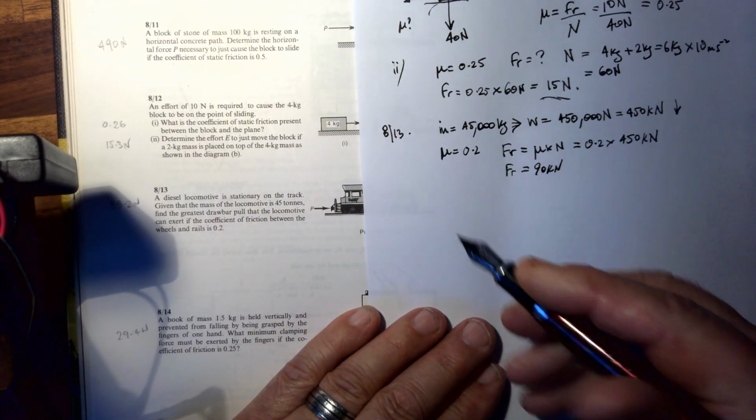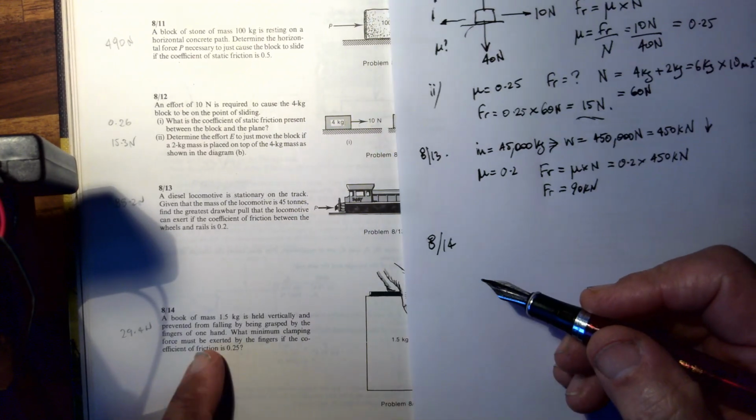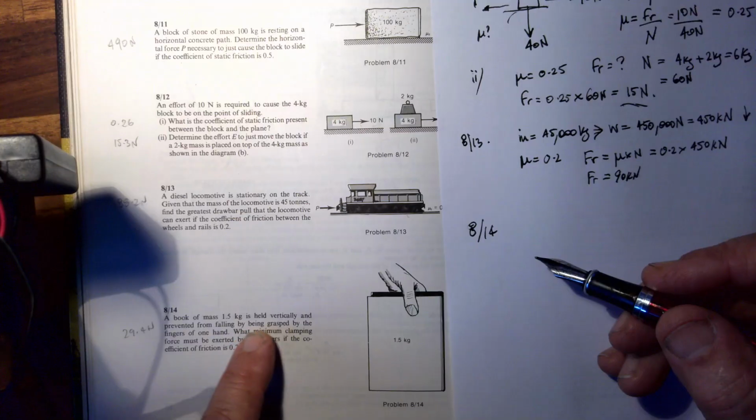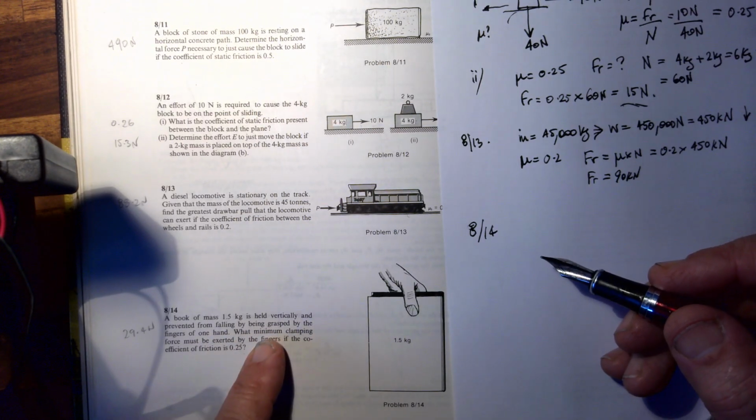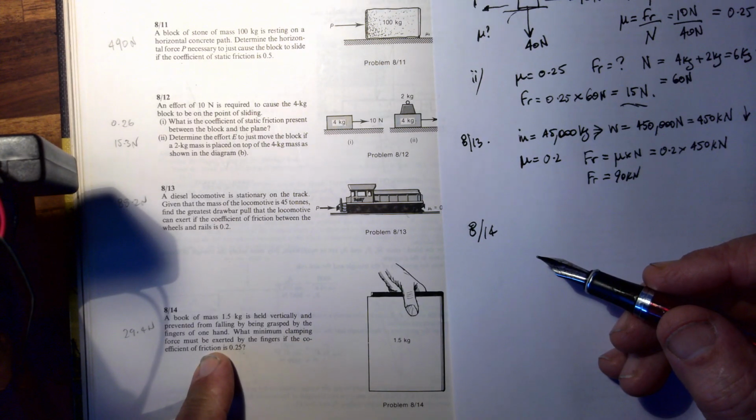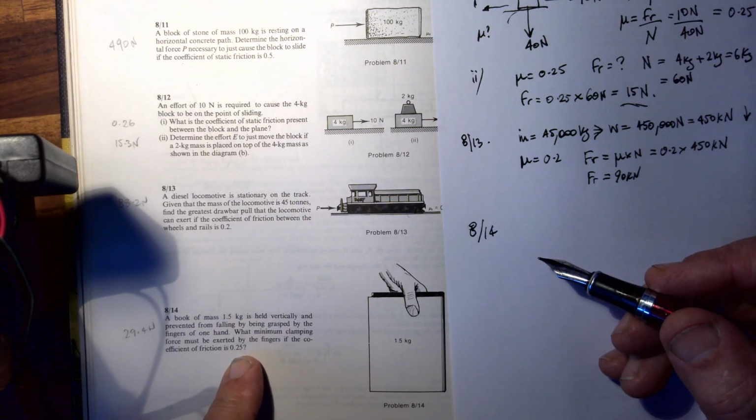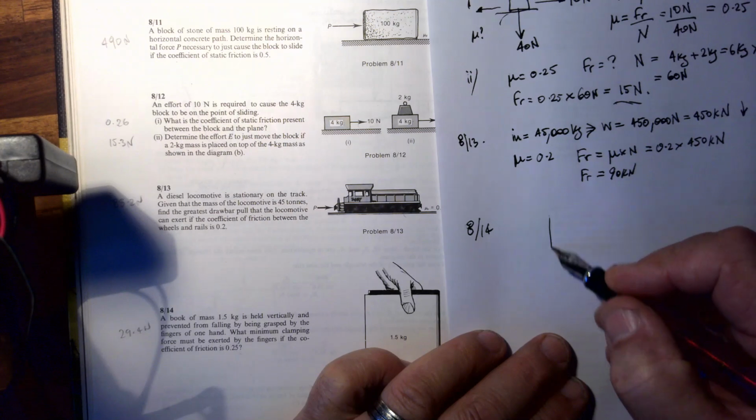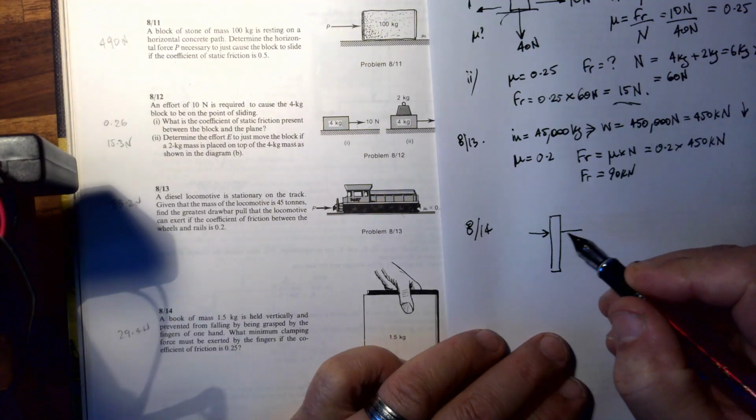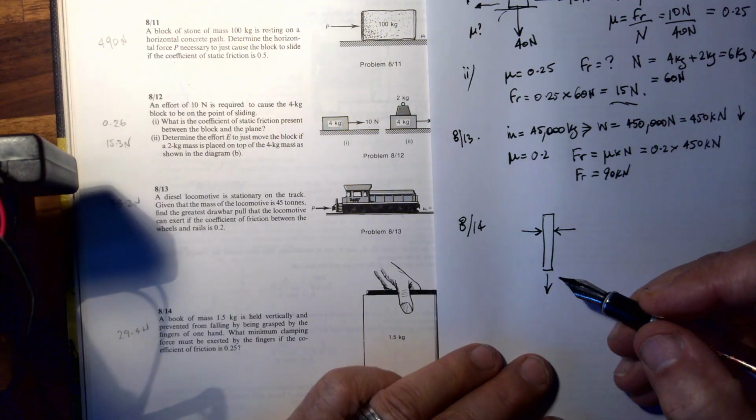Alright, 8.14. Let's do this last one. We've got a book of mass 1.5 kilograms, held vertically and prevented from falling by being grasped by the fingers of one hand. What minimum clamping force must be exerted by the fingers if the coefficient of friction is 0.25? Let's draw this one up. It's always great to draw a little diagram. We've got a force pushing in here, a force pushing in there, and a weight force acting downwards.